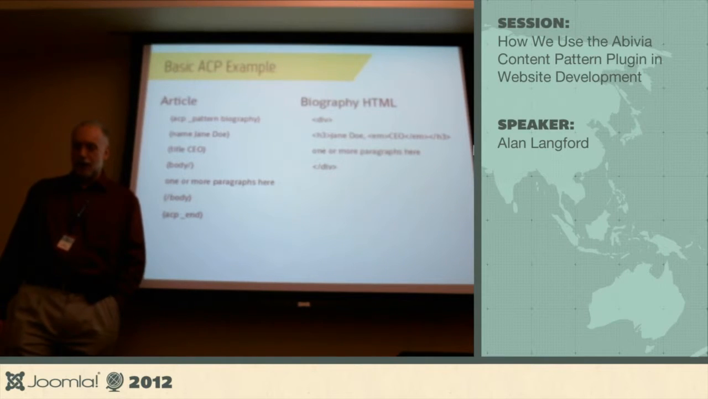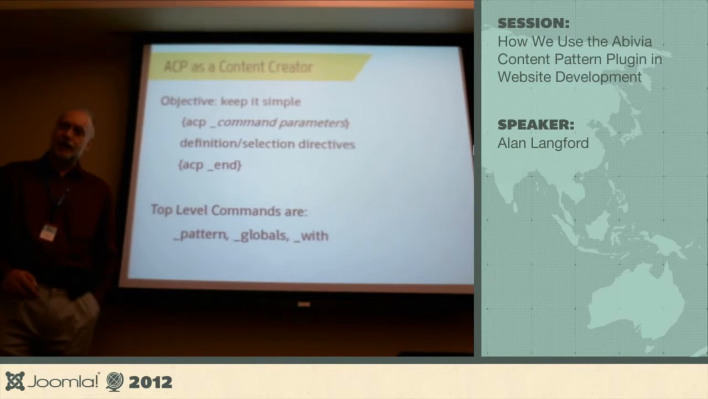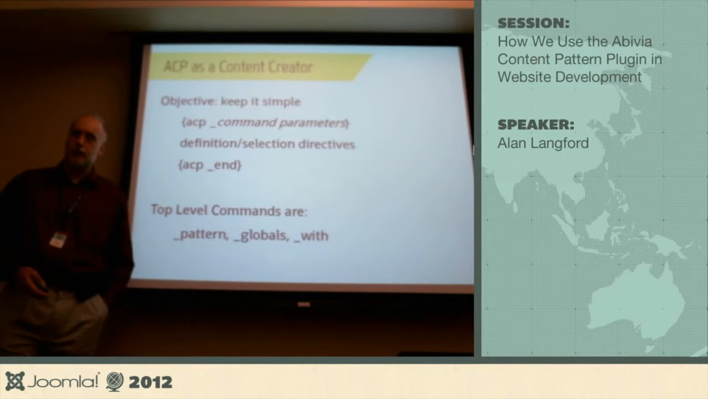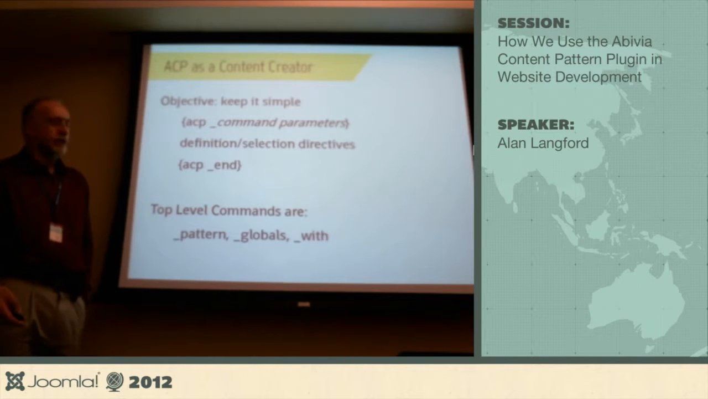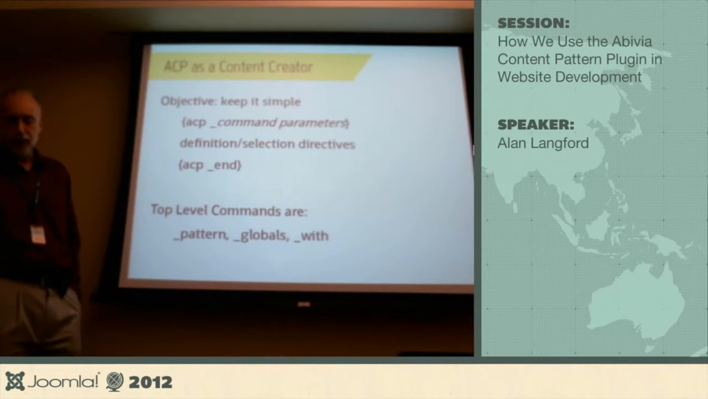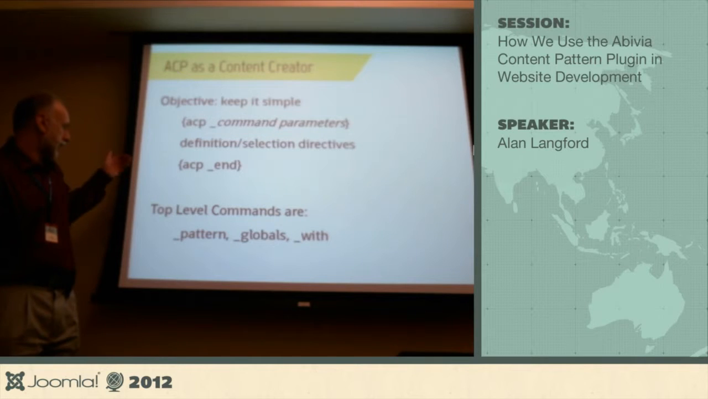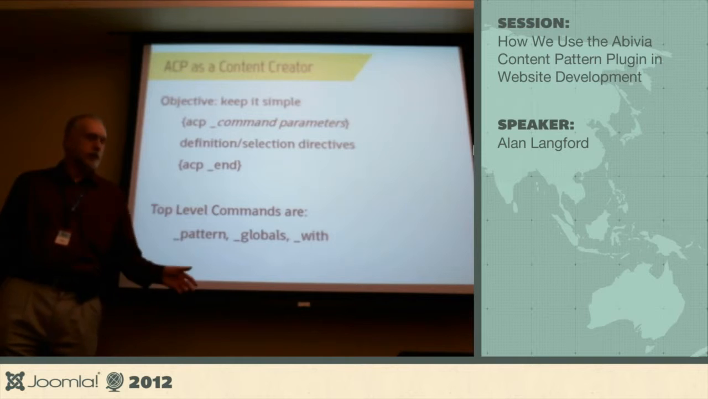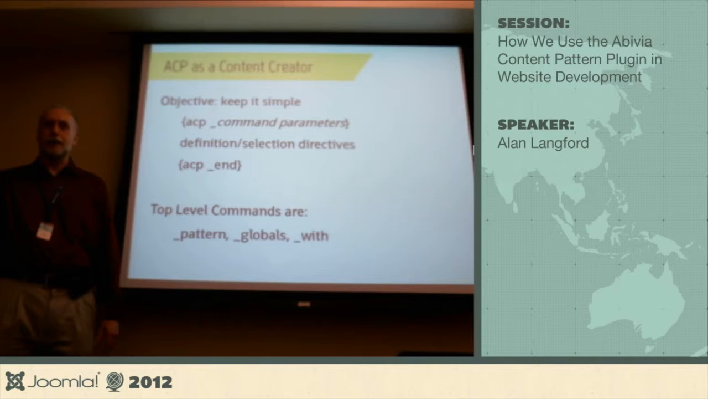Fairly straightforward. Our objective has always been to keep this as simple as possible from the content editor side, the person who's creating the content, to push the complexity into the pattern side. So, as I mentioned, there's ACP underscore command and then a set of parameters, typically optional, whatever's going on inside the call to the pattern, and then actually the command, and then an end marker. So there's 3 top-level commands: pattern, which you've already seen, globals, and with combined into something that's really powerful, and I'll get into that in a couple of slides.